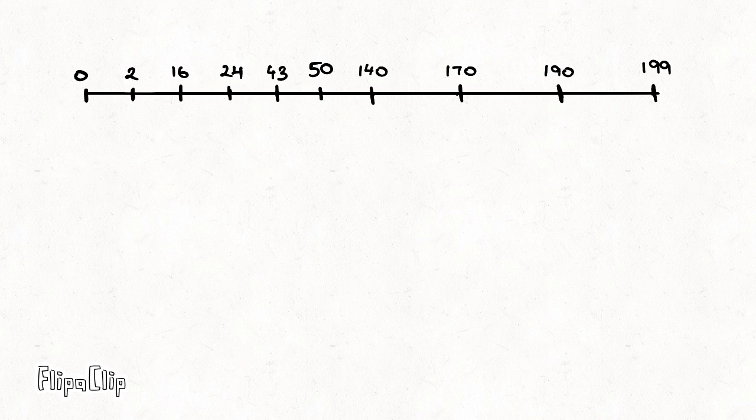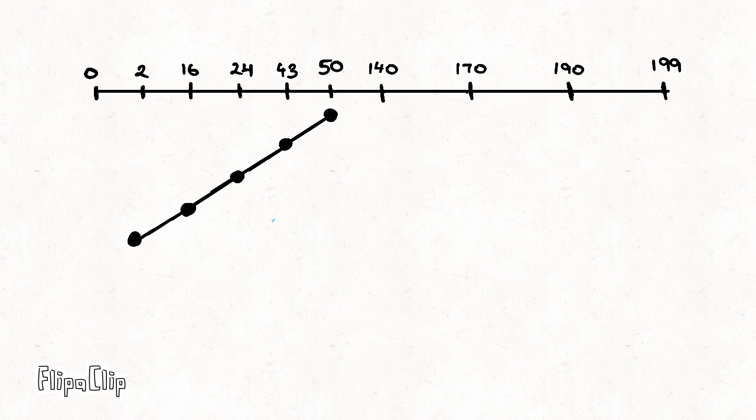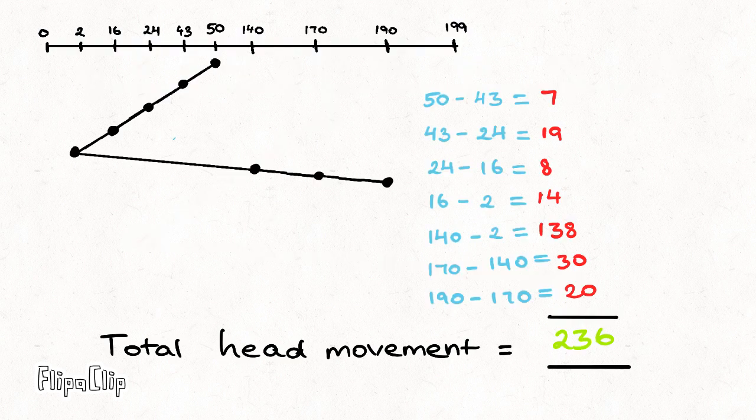And finally, we have the look algorithm. The look algorithm is exactly the same as the scan algorithm, except it does not reach the ends of the number line. So we have 50. It starts from 50 and moves to 2 while satisfying 43, 24 and 16, but it does not reach 0, and then it reverses the direction and satisfies 140, 170 and 190, which gives us this mapping as shown on the screen, and it will give us this total head movement.